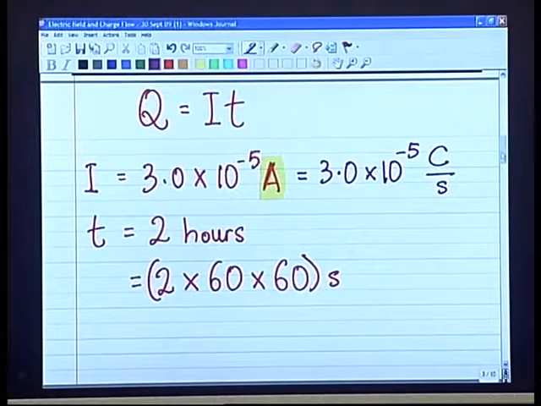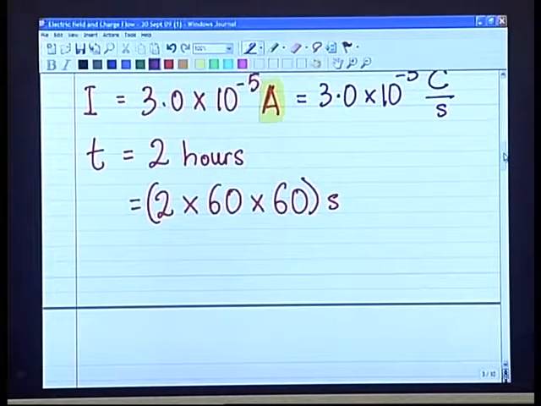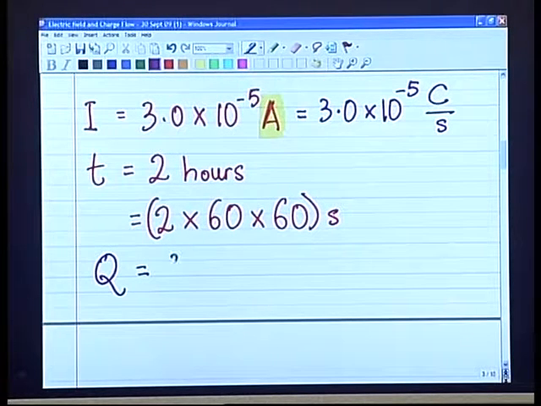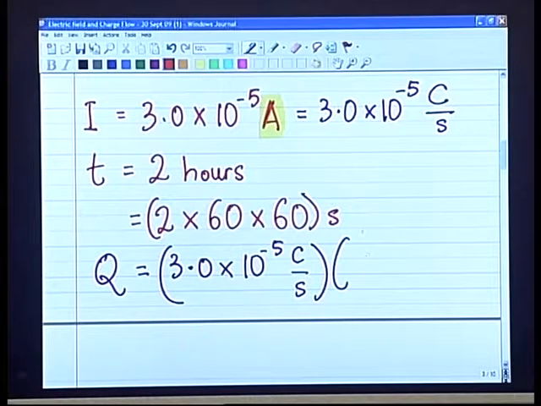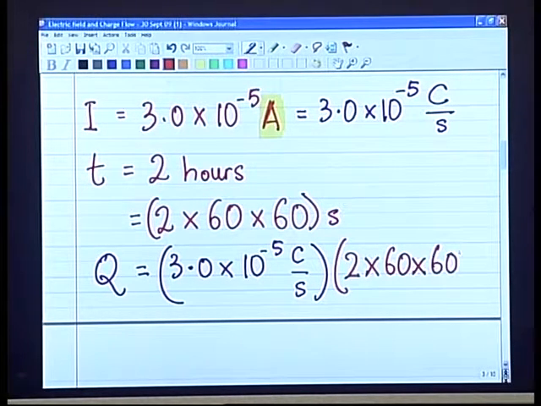All right, so far so good? Now I would use Q equals IT, Q equals IT, what I wrote earlier. Now what is I? I will write down 3.0 times 10 to the power of negative 5 coulomb per second. I will multiply this by 2 times 60 multiplied by another 60, and this is in seconds.